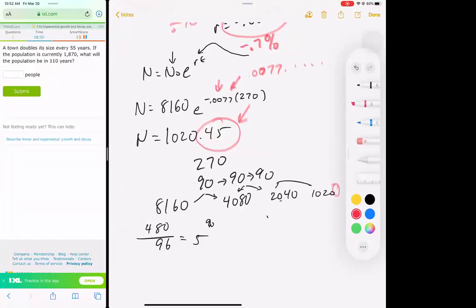Yeah, these are yesterday's IXL problems. Bobby was asking about them.